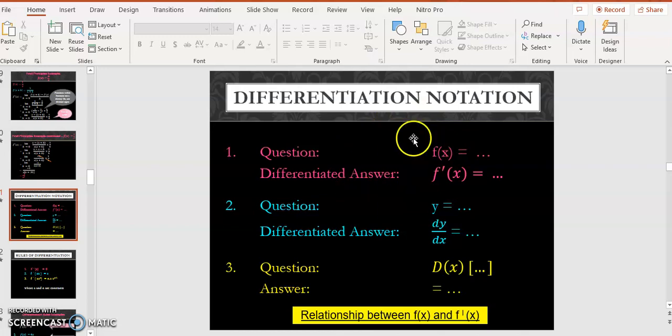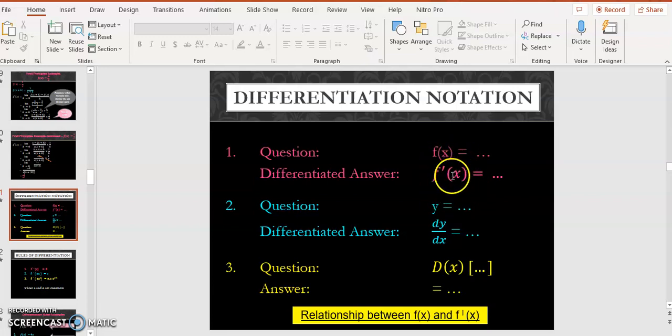So the notation there, we have different forms. The first one, if the question is given this way, like find the derivative of f of x is equal to something, like f of x is equal to 5, f of x is equal to 2x plus 3, f of x is equal to 1 over x. This is how you should answer. You should write f prime, which means the first derivative.